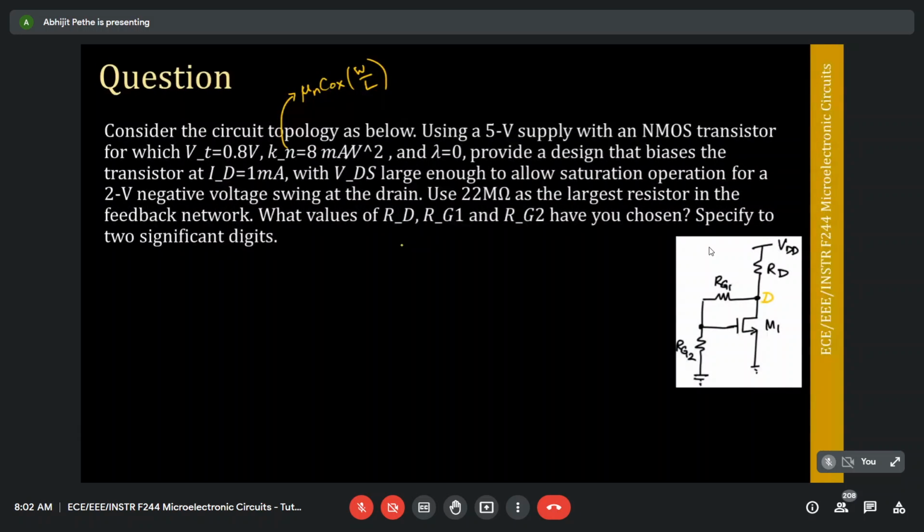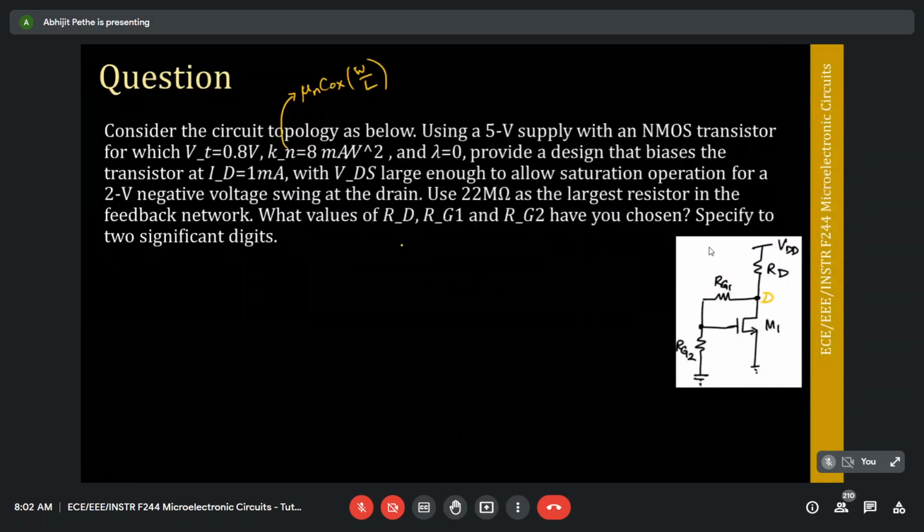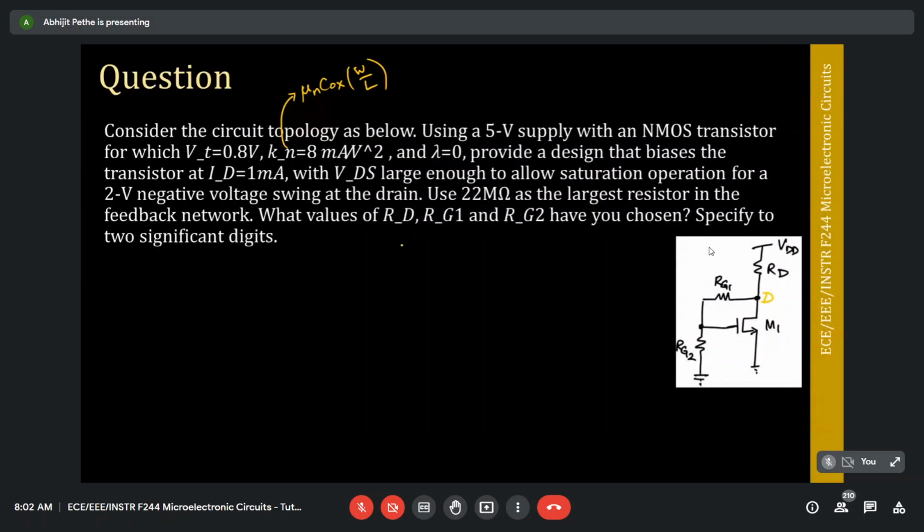So here we don't have to do any small signal analysis. Here it's just a question of biasing. So where would you begin? How do you go about solving the question?